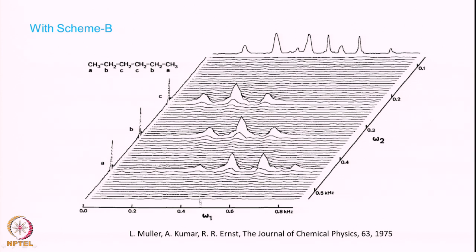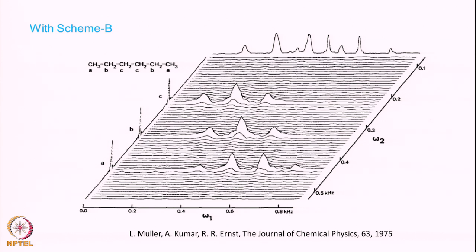Now, if you were to take a projection, this is the 1 dimensional spectrum you will get. Suppose you did not do a 2D experiment, this is the kind of 1 dimensional spectrum you will get. You see here it is impossible to figure out what sort of multiplets you have in your molecule. But by this separation you are able to see clearly that there are 2 triplets and 1 quartet. So, this is the benefit of separating out the interactions in the 2 dimensional plane.